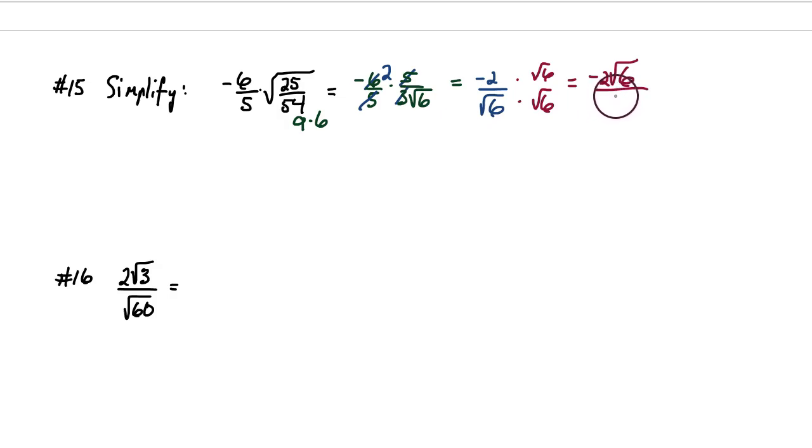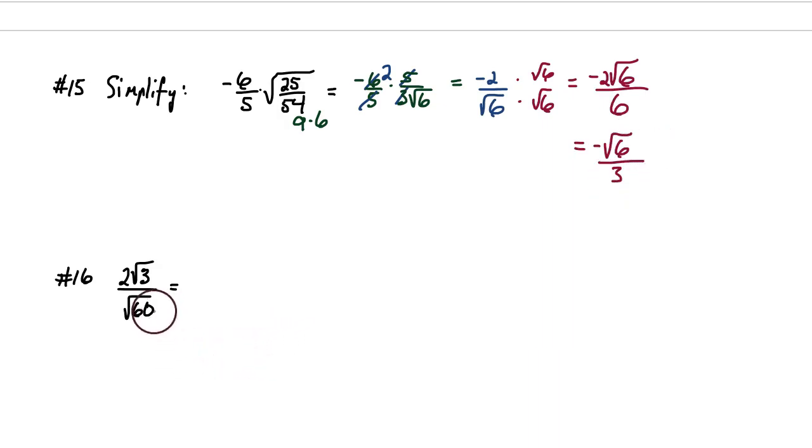But the square root of 36 is just 6. When you take a square root of 6 and you times by another square root of 6, that just makes a 6. Now we can reduce the 2 and the 6. This makes negative square root of 6 all over 3.